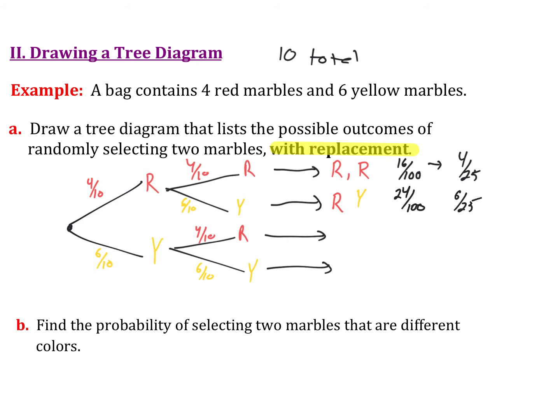Now we get into what if I draw a yellow first and then a red. That would be 6/10 times 4/10. Well, that's going to be the exact same as right above it. So 24 100ths, 6/25. And then lastly, what's the probability of drawing two yellows in a row? A yellow and then another yellow, 6 over 10, 6 over 10. That would be 36 over 100. And of course, that will reduce as well.